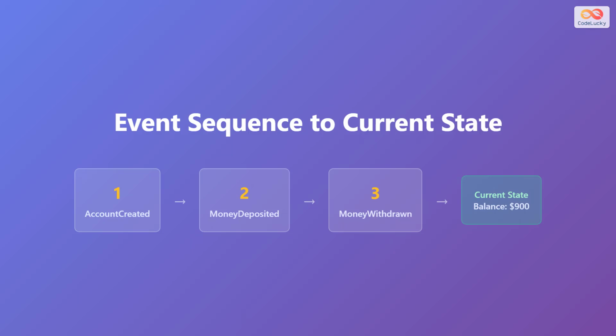Here's a simple example. Imagine a bank account. Event 1, account created. Event 2, money deposited. Event 3, money withdrawn. By replaying all three events in order, you get the current state, which is the balance of $900. This sequence of events is immutable and forms the source of truth for your system.